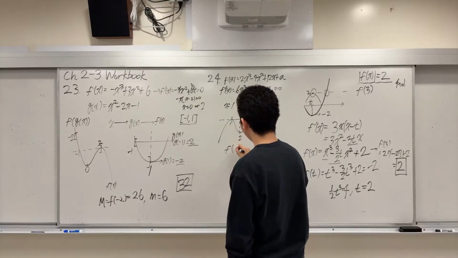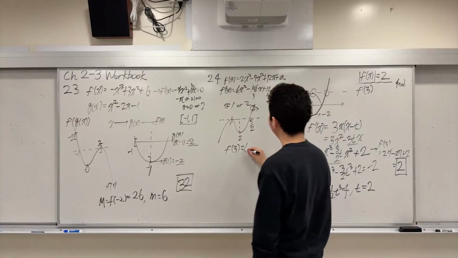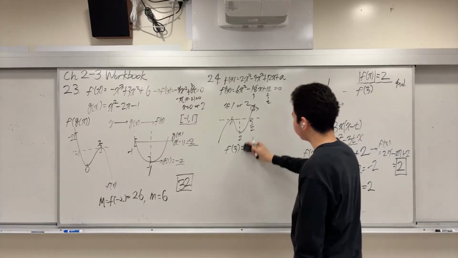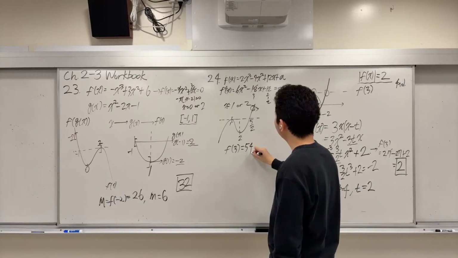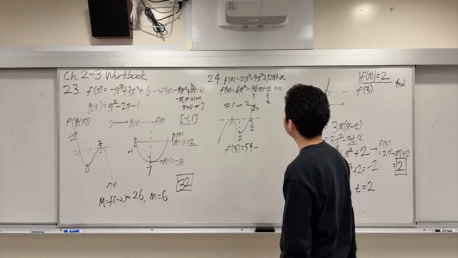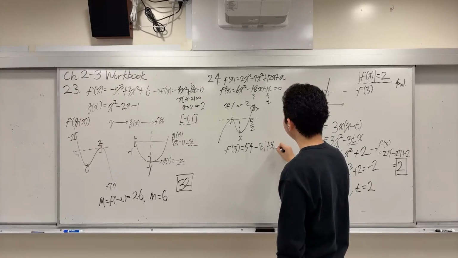So plug in 3, no, sorry, 54, right? 54 minus 9 times 9, minus 81 plus 36.